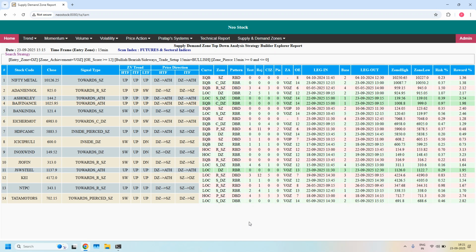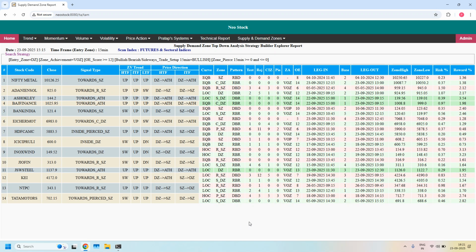Out of these 14 15-minute demand zones, there could be some high probability trade setups available. We need to filter them based on different zone confluence and EMA confluence strategies that we learned in lesson 27. Two strategies. First strategy, LTF and ITF demand zone confluence, and after that ITF demand zone with ITF EMA confluence. So let's filter based on that strategy.